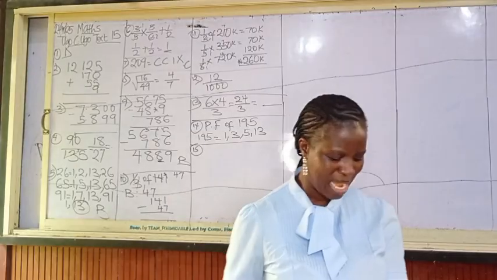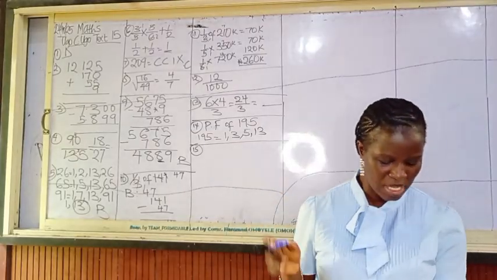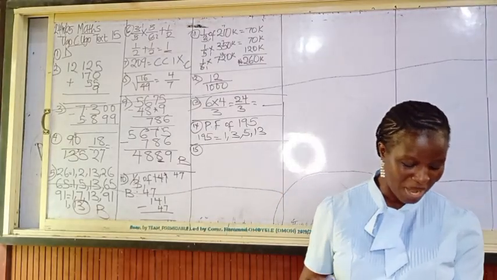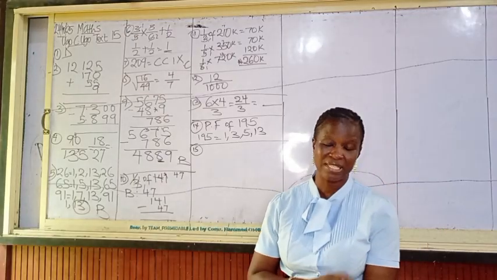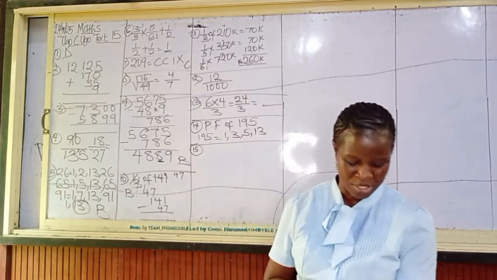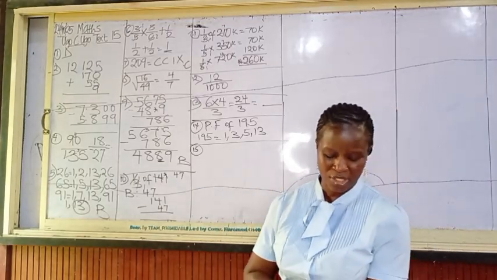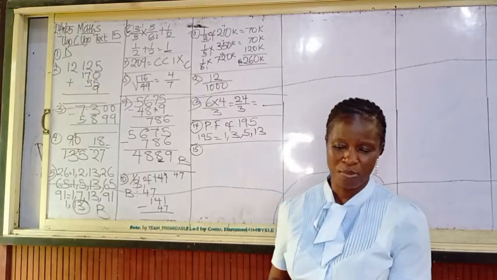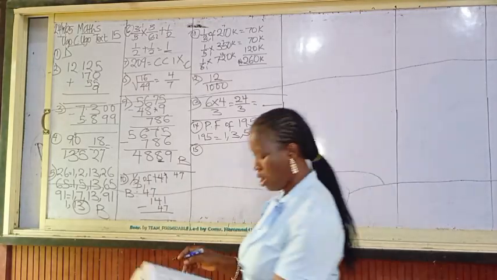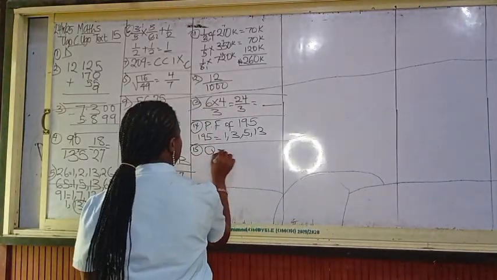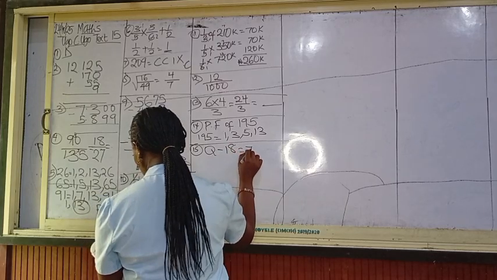Given that Q minus 18 is equal to 72, what is the value of Q? We have been solving this kind of question. It has always been a repeated question. So because we are crossing it over, the minus turns to plus. We have Q minus 18 is equal to 72.